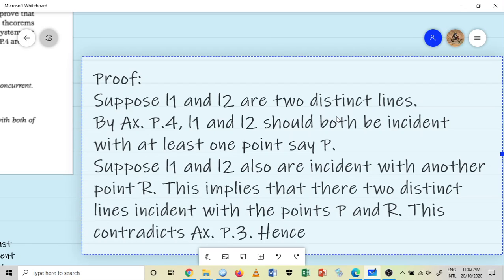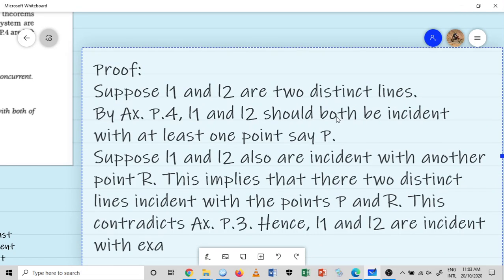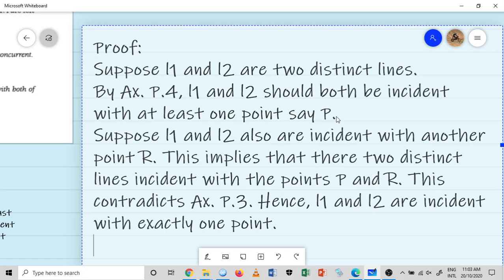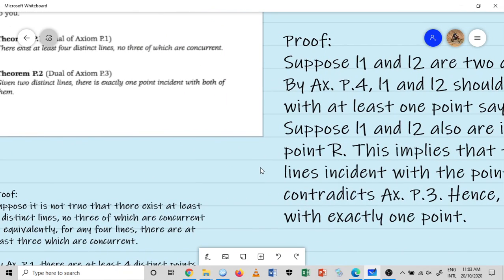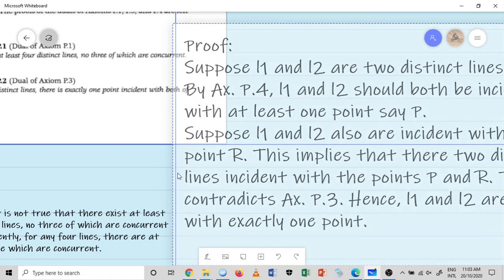Hence, L1 and L2 are incident with exactly one point, proving theorem P.2, which is the dual of axiom P.3.